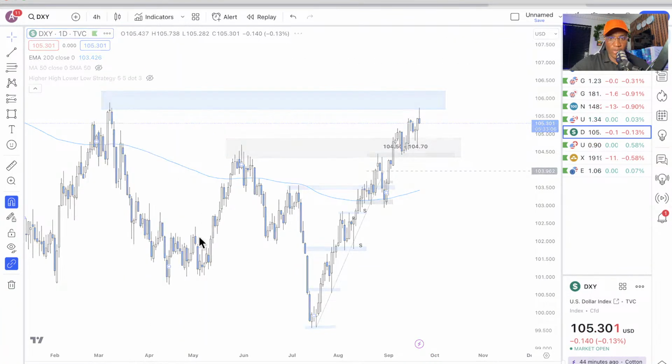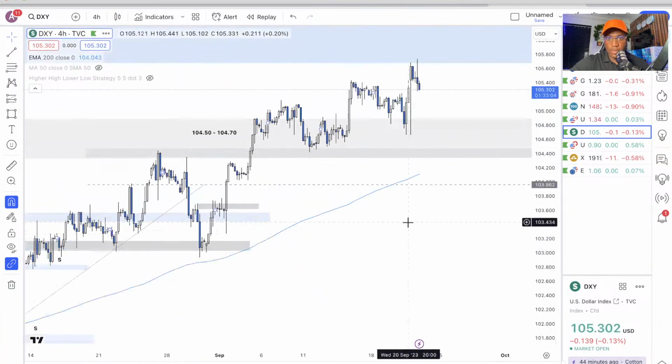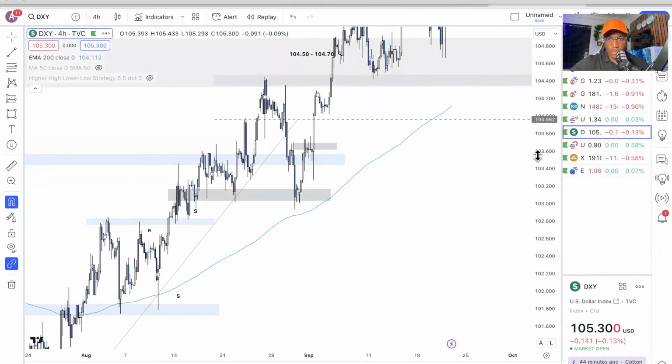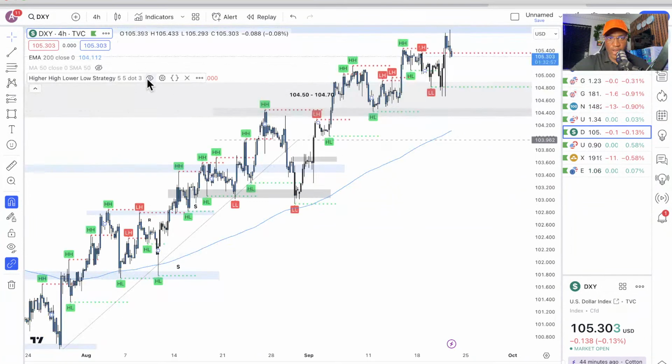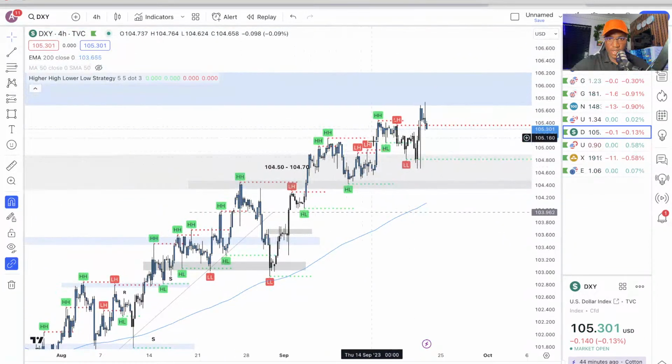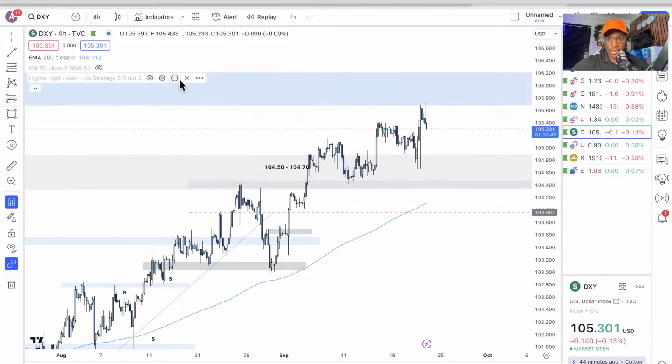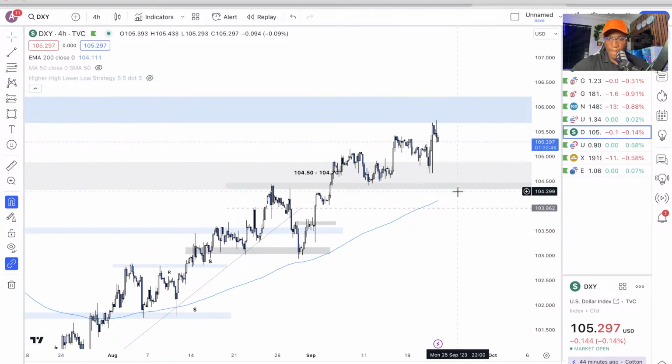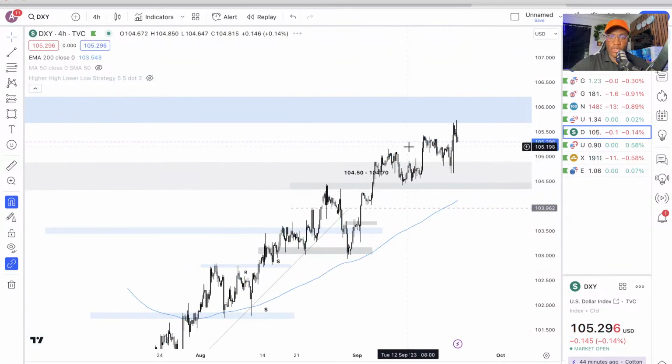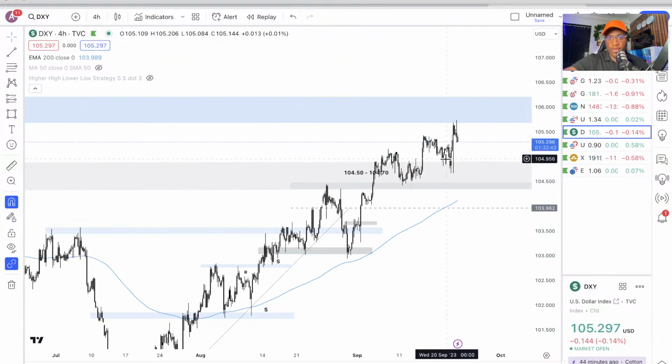Let me just go to the lower time frame. Let's go to the 4-hour time frame. You can see that the dollar index has created a series of higher highs and higher lows, trending to the top side. I'm just going to take this off. As long as we keep trading above 104.5, above this key level here, the dollar is pretty much bullish.